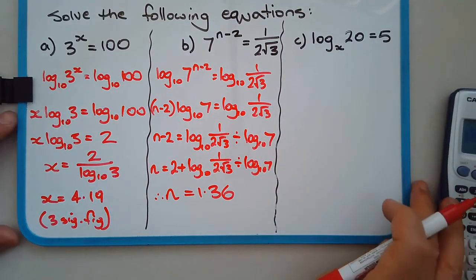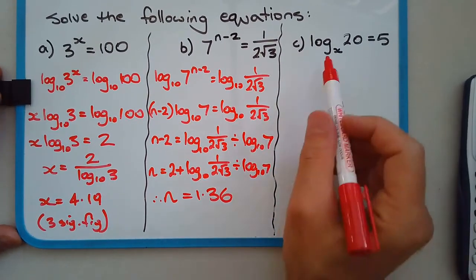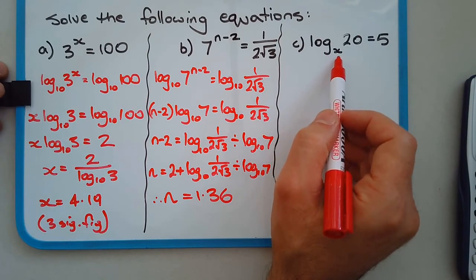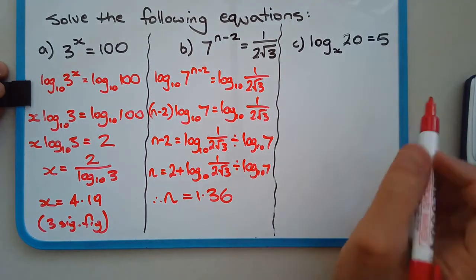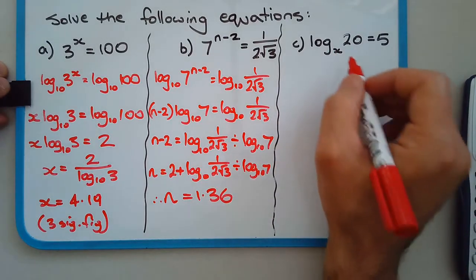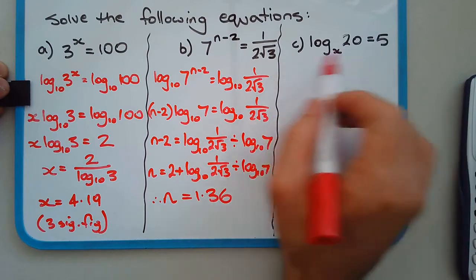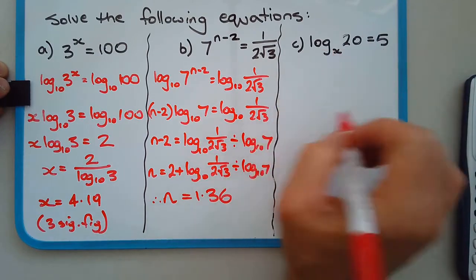And the last one, we have log base x of 20 equals 5. This time around, we don't even know what the base is, in fact. So this one's going to be a little bit different. What we're going to do is rewrite this logarithm in exponential form. So this logarithmic expression in exponential format.